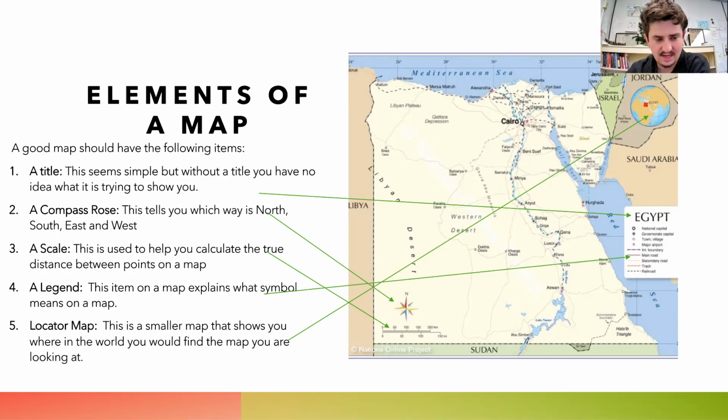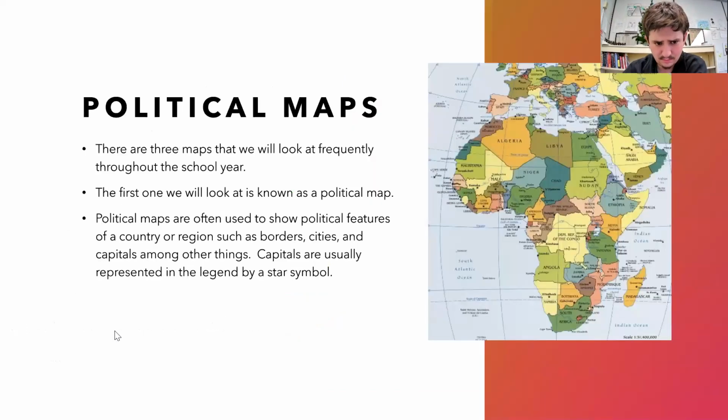So a map should have most of these things. It may not always have all of them, but generally it should have a title, compass rose, a scale, a legend, and a locator map.